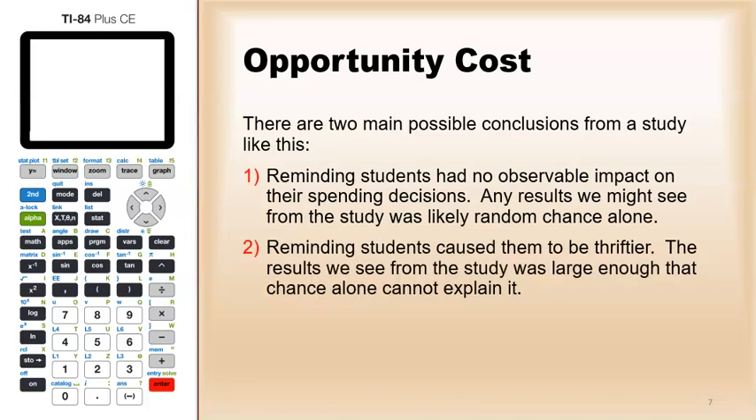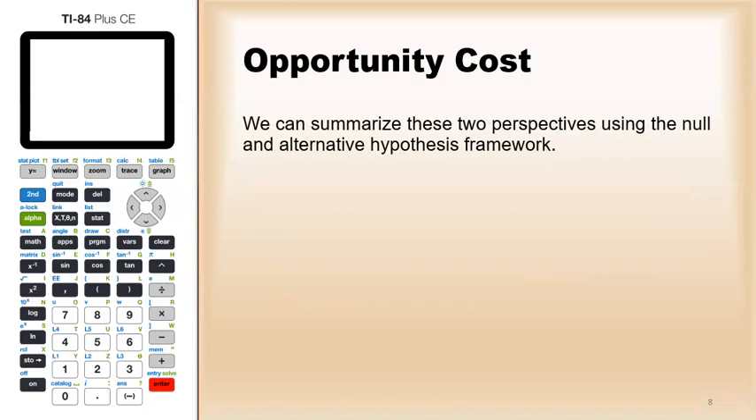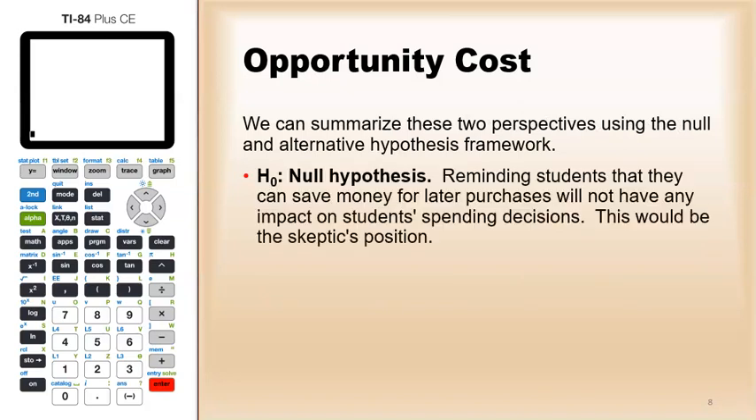On the other hand, reminding students caused them to be thriftier. The results we see from this study were large enough that chance alone cannot explain it. So we can summarize these two perspectives using the null and alternative hypothesis framework. Again, the null hypothesis, which we abbreviate as H0, basically is the random chance hypothesis. That reminding students that they can save money for later purchases will have no impact at all on their spending decisions. This is basically the skeptic's position.